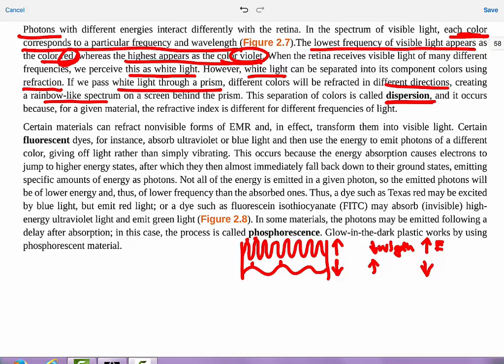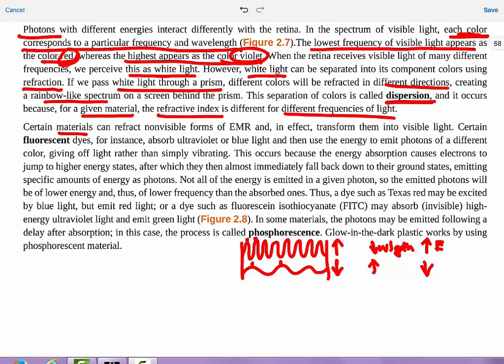And it occurs because, remember, for a given material, the refractive index is different for different frequencies of light. So we're having that white light going through air, and through air it looks white because it's all coming in together. Our eyes are picking it up all at the same time. And then once it hits that prism, it changes the speed and it refracts differently. That refractive index is different for the different frequencies. And then it separates into the different colors, and we can see that, and that's dispersion.